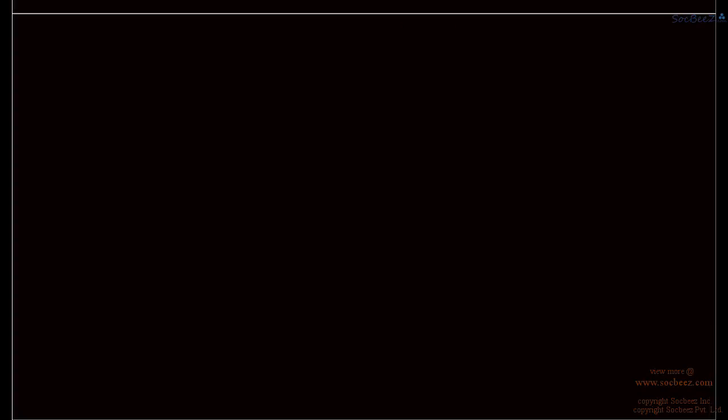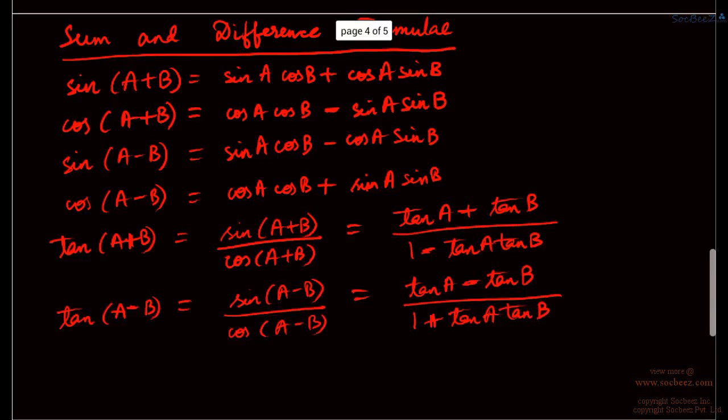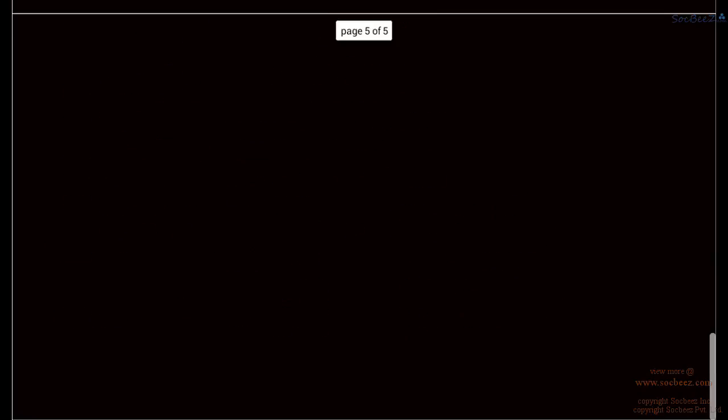So let's move to the next ones. So far you had a function of a plus b or a minus b, and you broke it into smaller angles. Now what if you have, say, sin a plus sin b? How do you write those functions? So let's focus on those now.